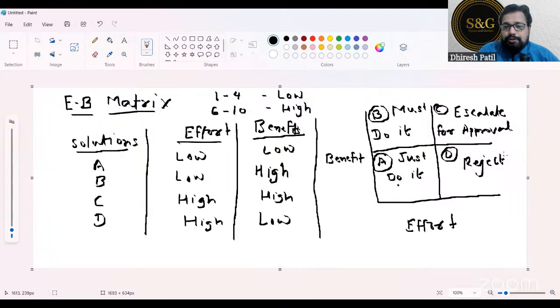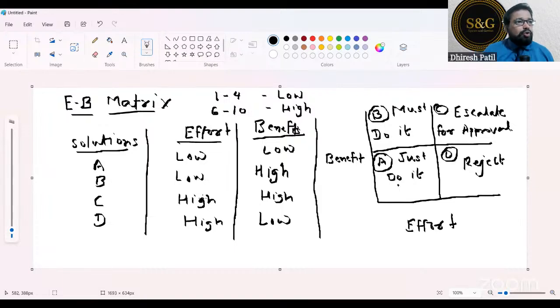Clear? Any doubt? So this is the second matrix. First is the solution prioritization. ABCD are the solutions, these are the ideas basically. It can be ABCDFG or 1, 2, 3, 4, 100 ideas will be there. In every quadrant, some ideas would be in the first quadrant, some in the second, some in the third, and some in the fourth quadrant. So accordingly, you have to take a call.